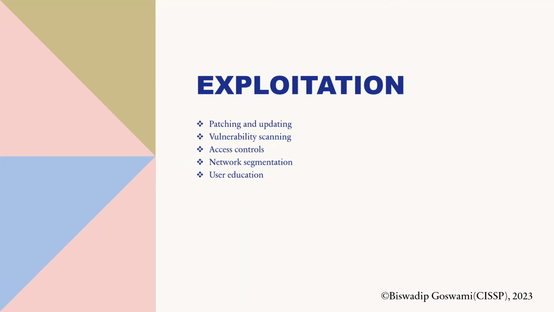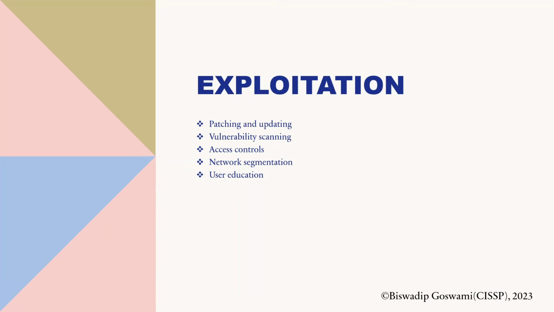The exploitation phase of the cyber kill chain refers to the process of exploiting a vulnerability in the target system to gain access and control. So, what are the different mitigation strategies which we can put here? Patching and updating. Keeping the software up to date can prevent attackers from exploiting known vulnerabilities in the software to gain access. Regularly patching and updating software can help ensure that your systems are protected.